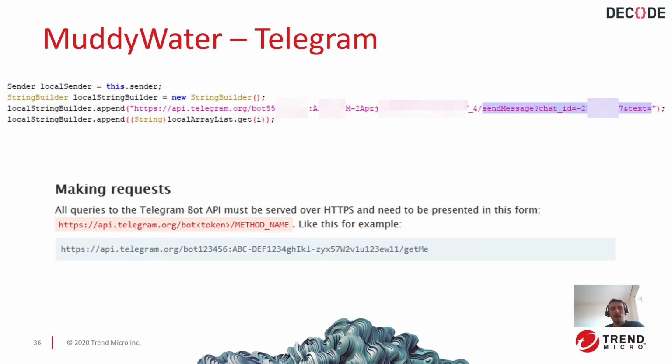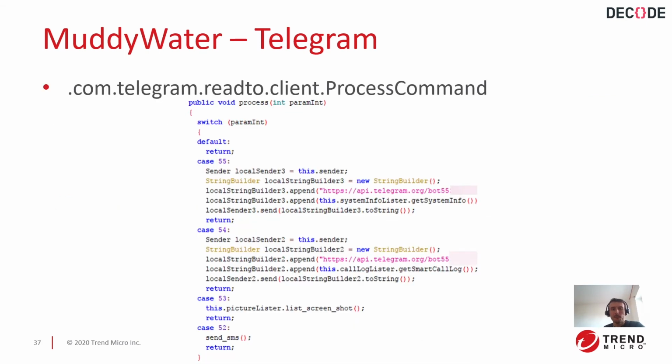In the screenshot above, there is the code responsible for creating the request to the Telegram channel. You can see api.telegram.org followed by the token, followed by the method name. The method name in this case is send message. This piece of code is called process command, and you can see there are several cases, and when each case is run, it performs different functions. You can see get system info, get smart call log, taking screenshots, sending SMS.